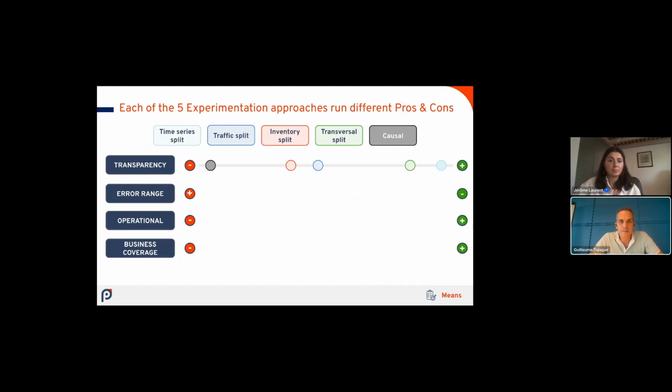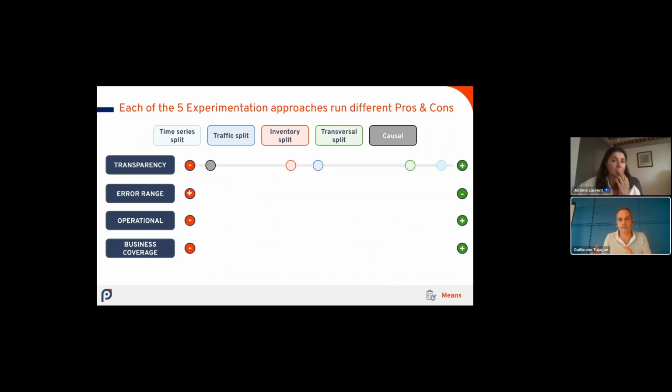The time series split is usually considered the easiest to reproduce, and the one which is very transparent. Why? Because it's very easy to observe the difference in performance between the time series that has been selected as a group of control, compared to the other methods.